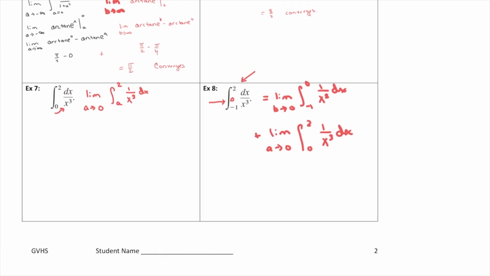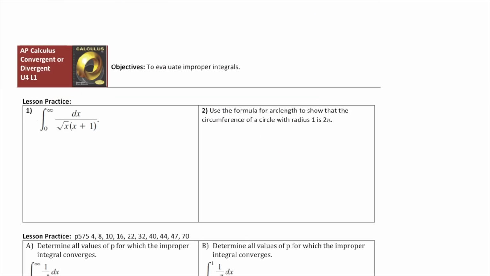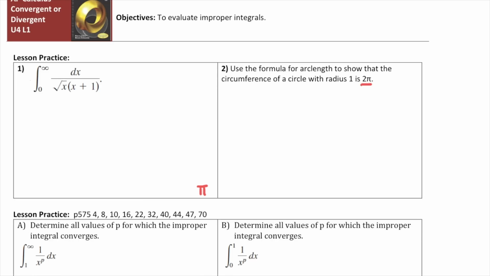Determine whether or not these integrals diverge or converge. For question 1 and 2, I want you to confirm that question 1 has an answer of pi. And of course, you already know the answer for question 2 is 2 pi, but I want you to use the formula for arc length and find your antiderivative to prove this using integrals.